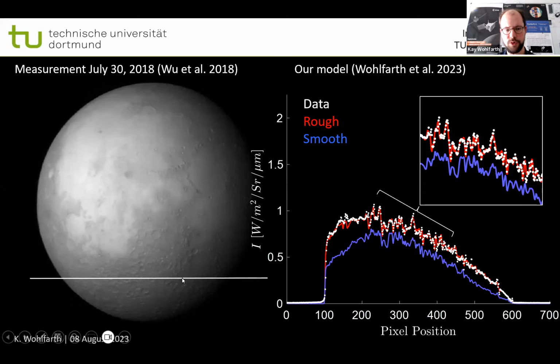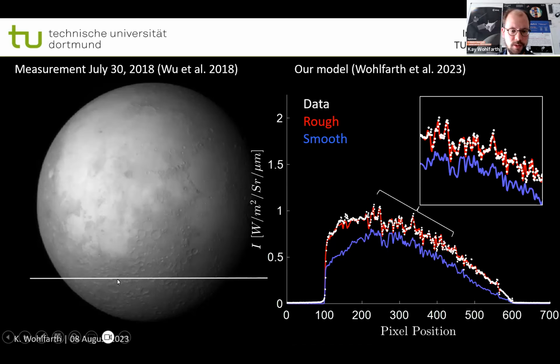So the first profile runs from west to east in the south of the visible hemisphere, mainly highland, and the data points are in white. The smooth model is in blue, and the rough model is in red. When we zoom in, we can see that the rough model almost perfectly agrees with the data points, and these spikes are mainly due to topography.